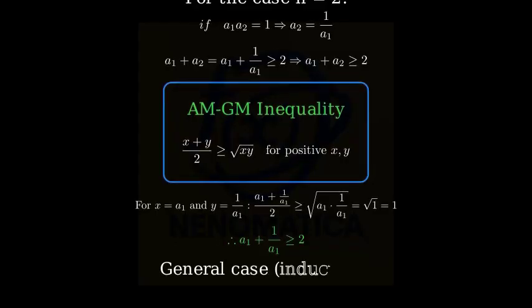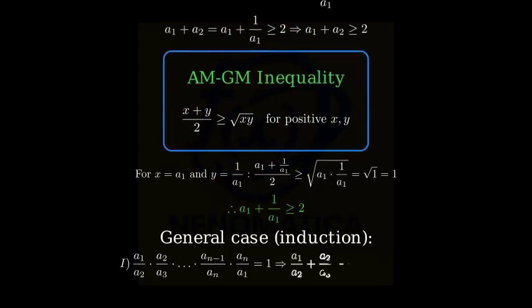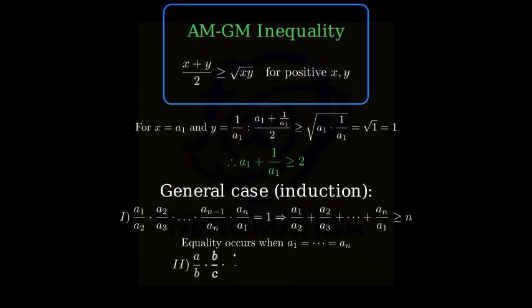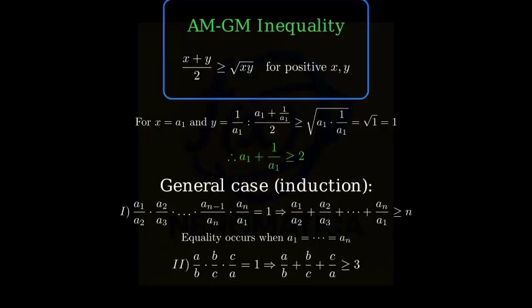Now, let's consider the general case. We'll use an inductive approach. Let's assume that the statement is true for a given value of n. That is, if the product of n positive real numbers equals 1, then their sum is greater than or equal to n. Let's examine a specific case where n equals 3.